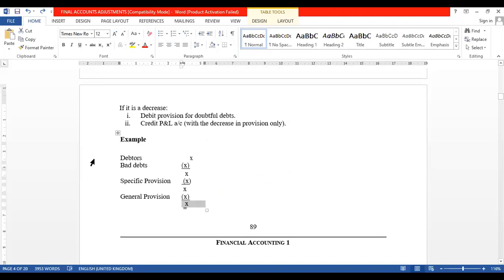Now, bad debts must go to what we call P&L, and it must go there as an expense. Bad debts must go to P&L as an expense.